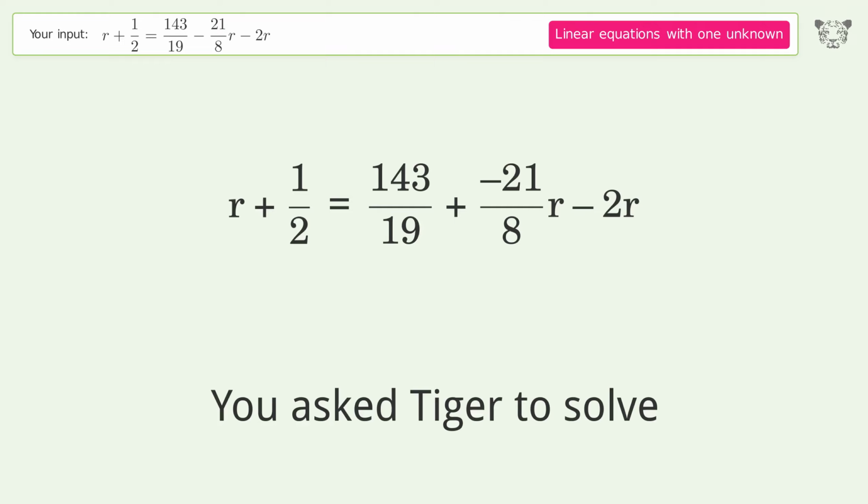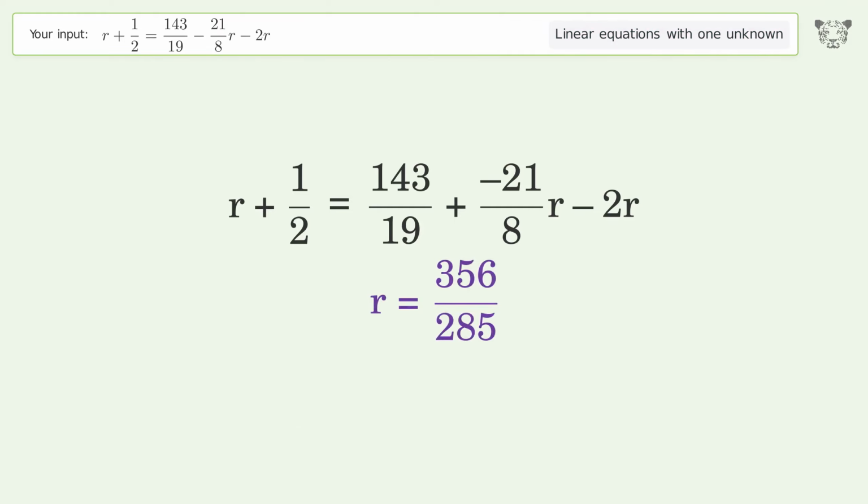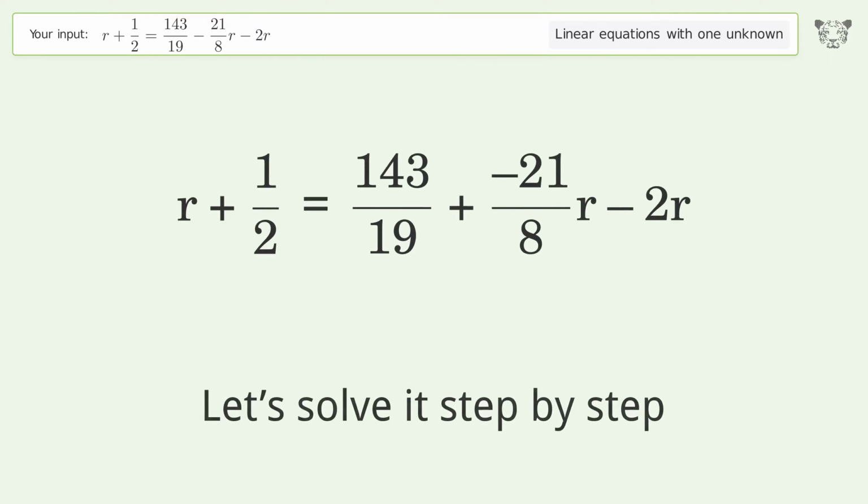You ask Tiger to solve. This deals with linear equations with one unknown. The final result is r equals 356 over 285. Let's solve it step by step.